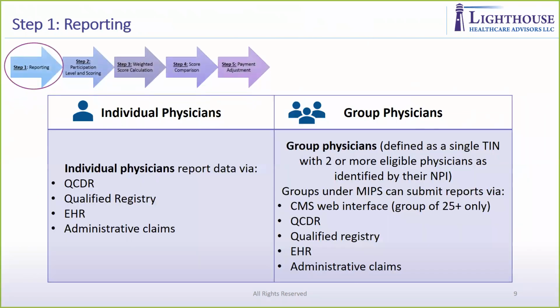So in step 1, you're going to decide whether you're reporting as an individual or as a group. Individual physicians report data via a clinical qualified data registry, a qualified registry through their EHR, or through administrative claims. Group physicians can report in the same ways and also through the CMS web interface if it's a group of 25 or more physicians. CMS defines a group as a single TIN with 2 or more eligible physicians as identified by their NPI.